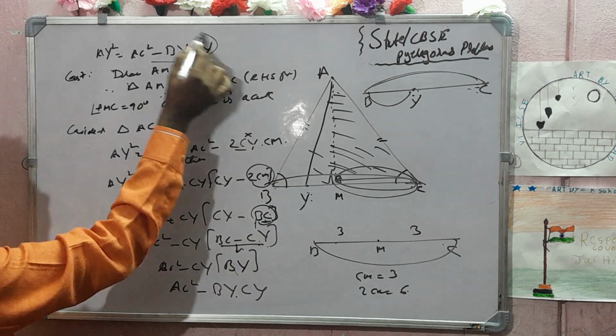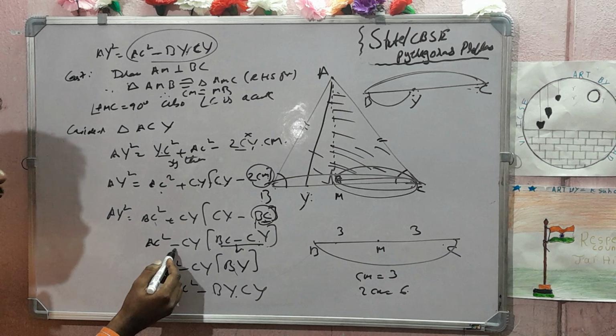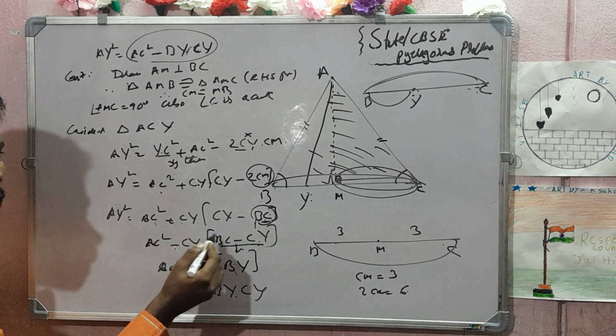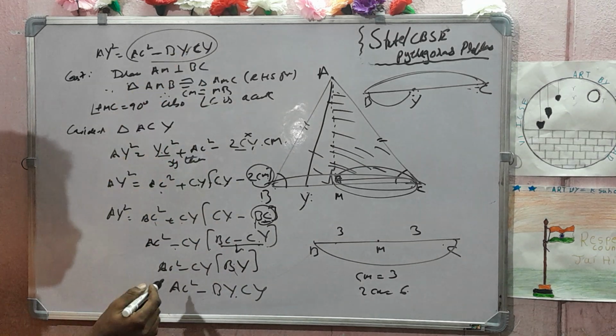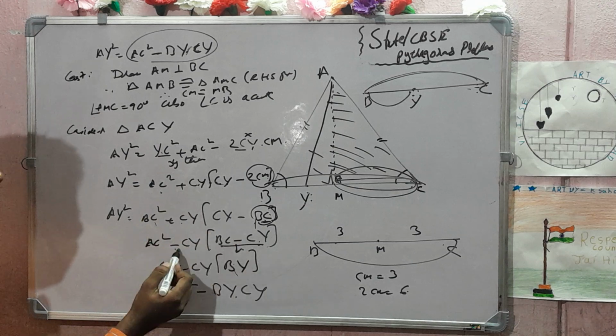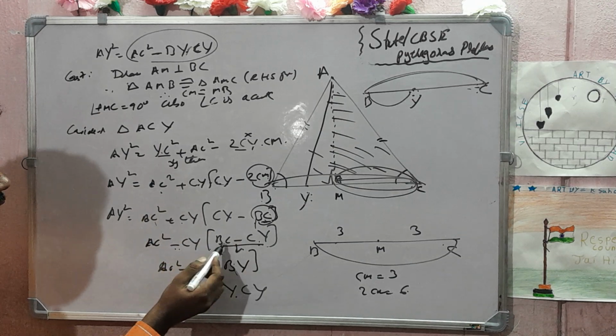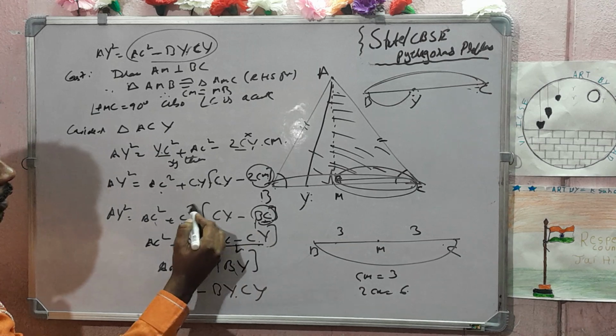Again, see what we have to prove: AC square minus BY into CY. So here I need to take minus common, otherwise I cannot arrive at this theorem, this conclusion. Minus CY I took outside. Minus CY into BC minus CY BC.